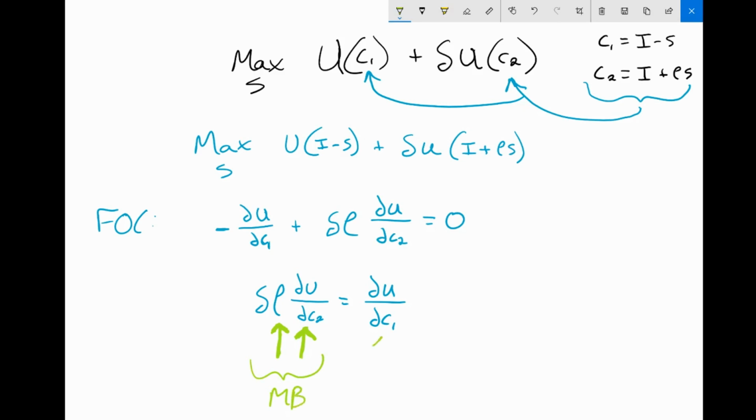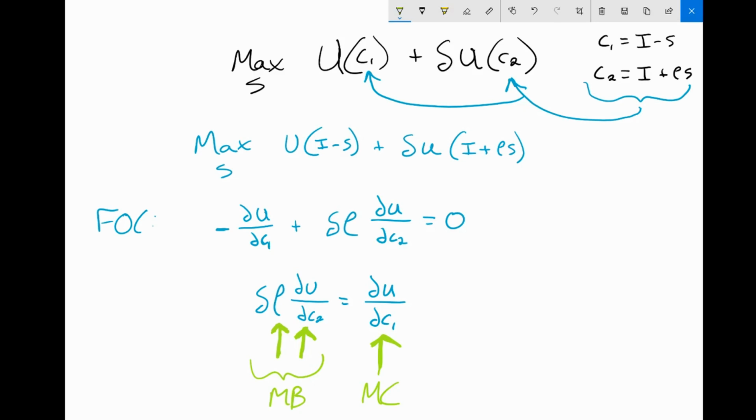The marginal cost is that each additional unit of savings today decreases my consumption today by 1. And so that will cost me the utility that I would get from consumption today. So here's the marginal cost. Okay, so there we go.